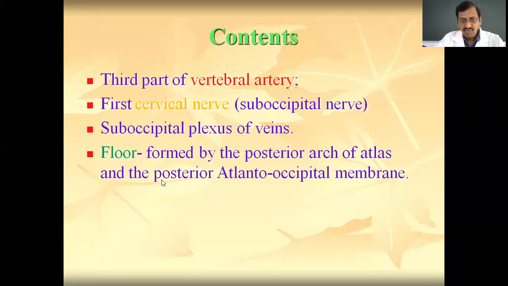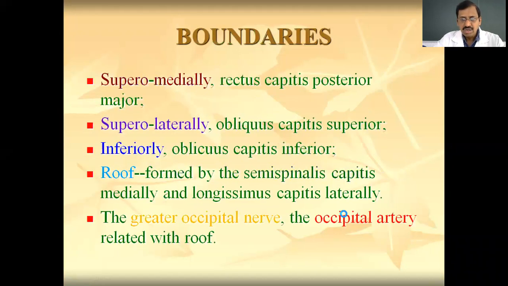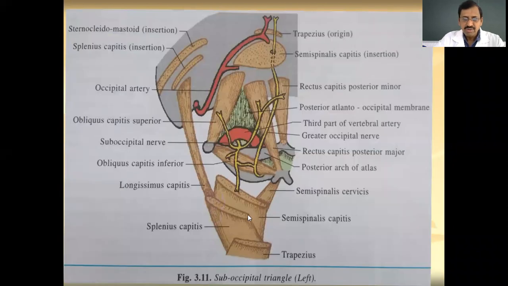Next, coming to the floor. What are the structures taking part in the formation of the floor of the suboccipital triangle? The floor is formed by the posterior arch of the atlas and the posterior atlanto-occipital membrane. You see here, these are the contents. This is the third part of the vertebral artery, and this is the first cervical nerve, also called the suboccipital nerve.